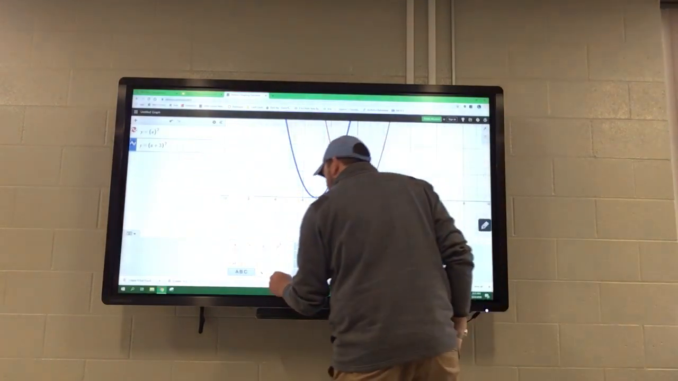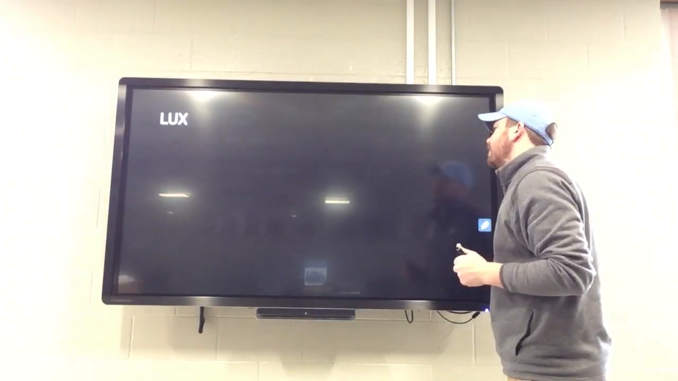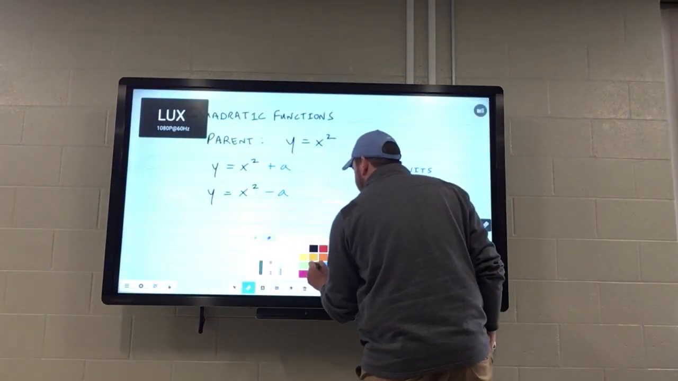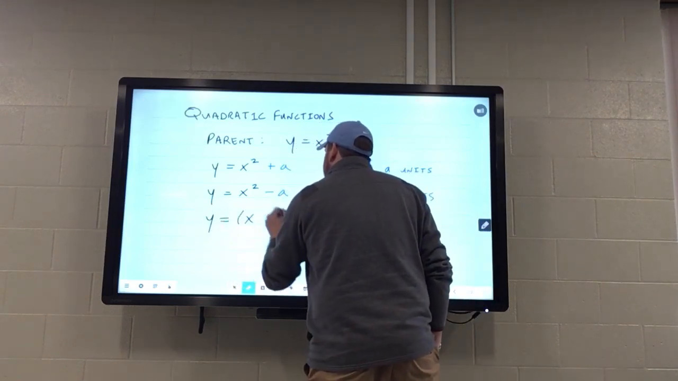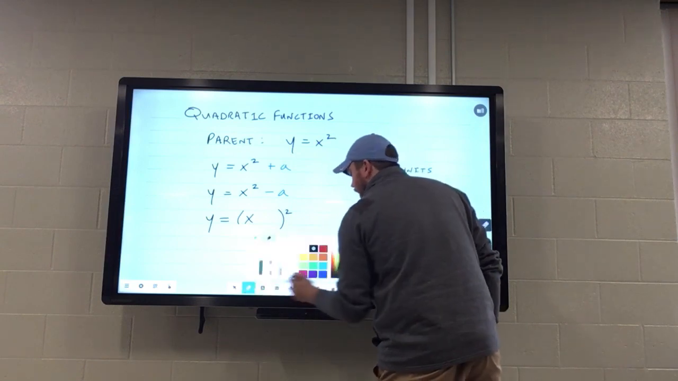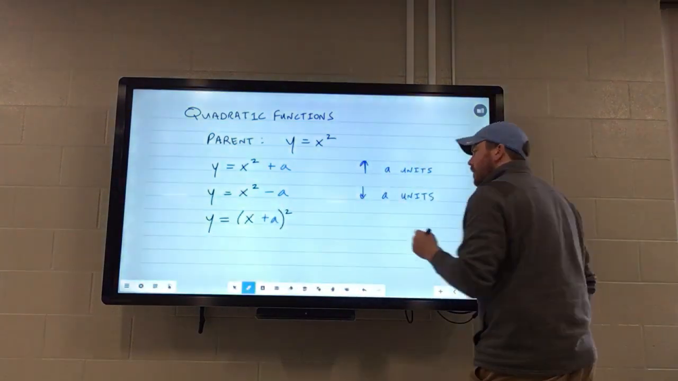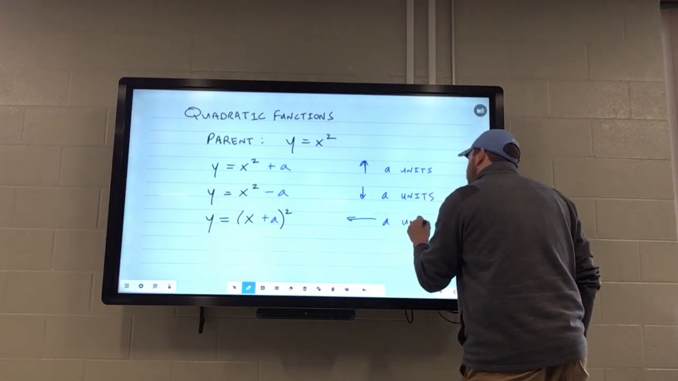So the next translation we want to put in our notes is if we have a set of parentheses like this, so y is equal to x squared like that, and if we add some number a within those parentheses, it's going to move my function to the left that many units.